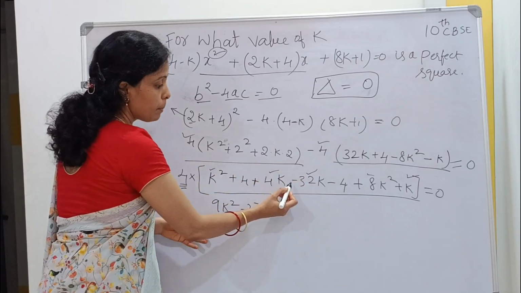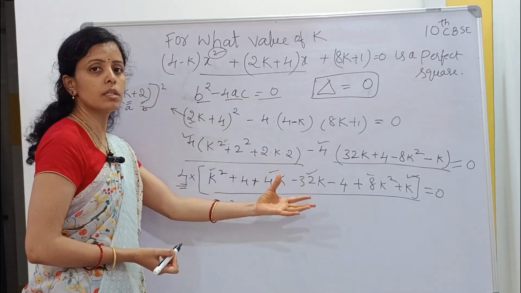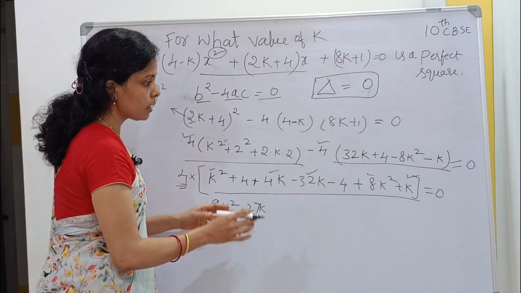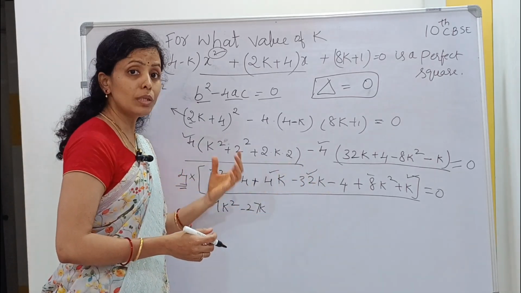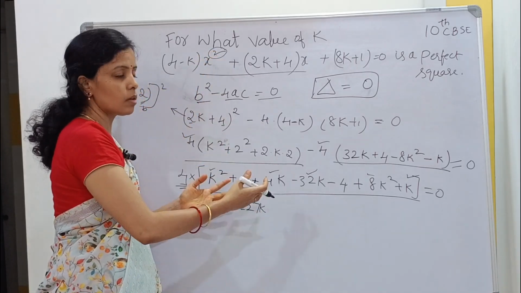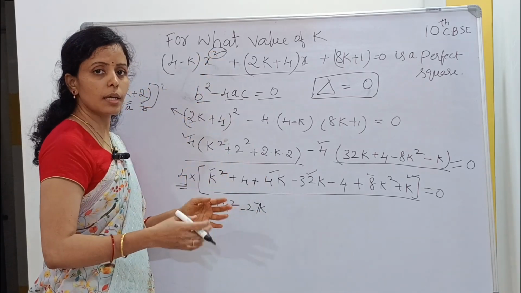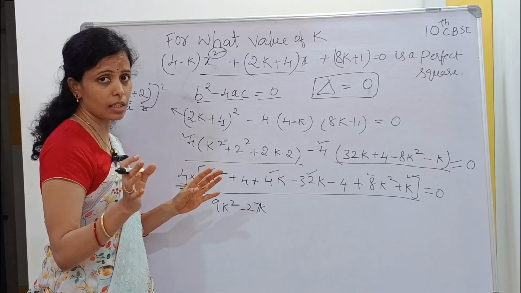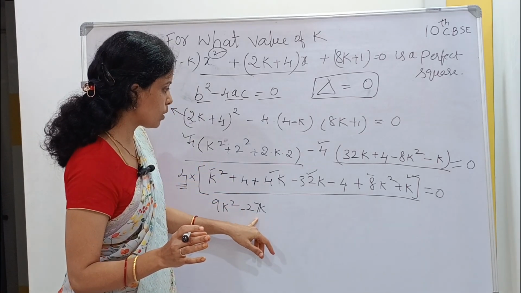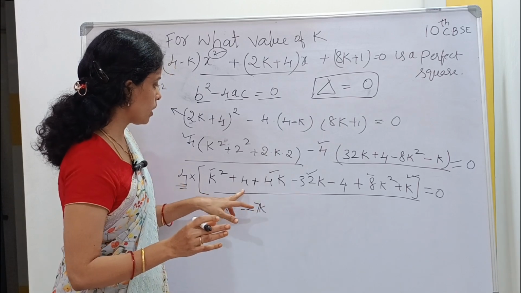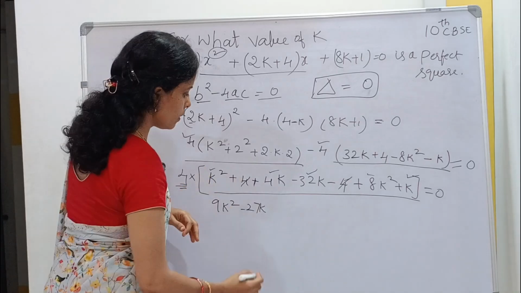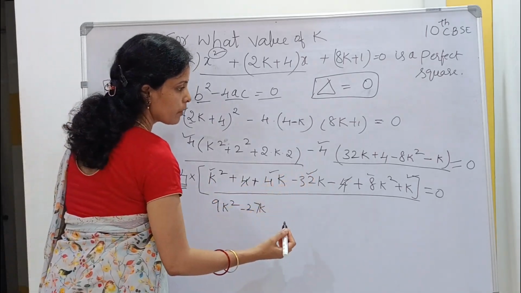Please children, remember to carry the symbols here. Most of the children will leave the minus here and go with the positive sign. Please remember these are the small mistakes which take a longer time for you to sort out, like finding your mistake in the exam. This is one of the time-wasting things. So we have 9k square minus 27k. We have plus 4 minus 4, I can cancel. So what is left? I think everything is done.